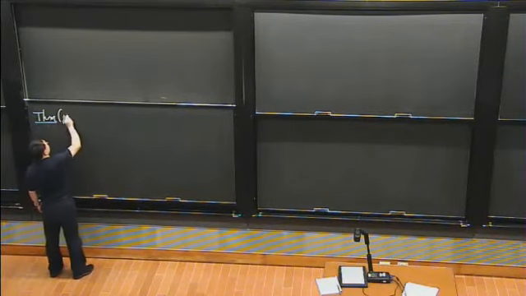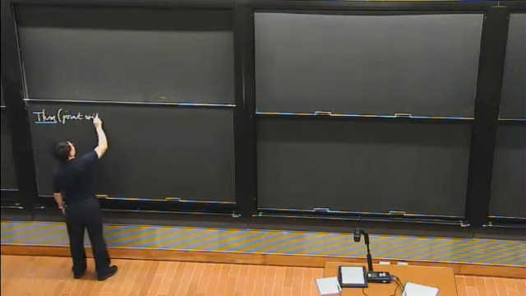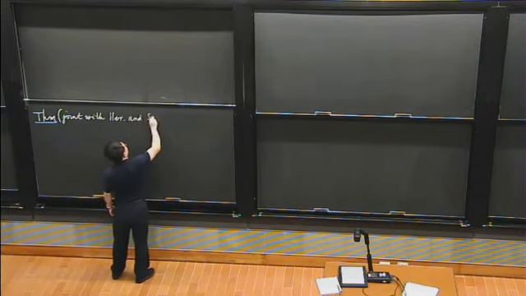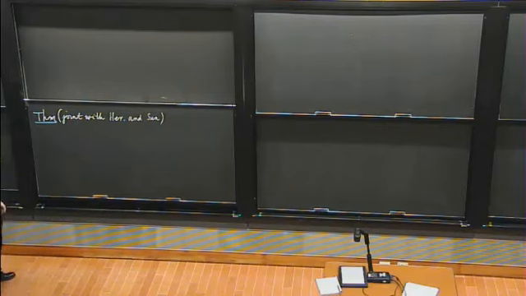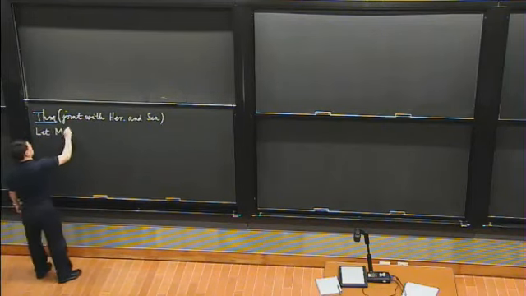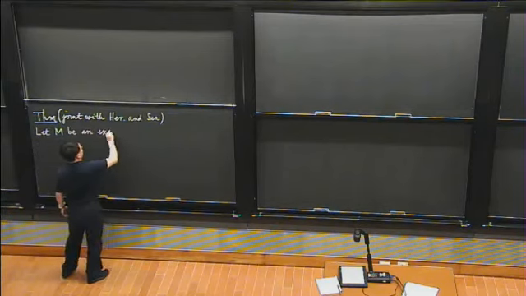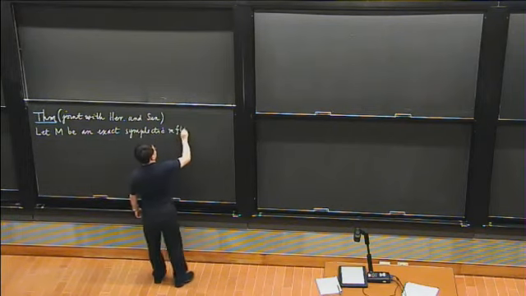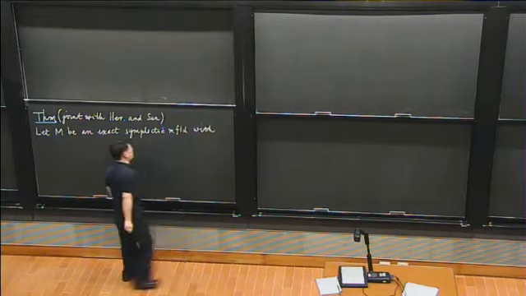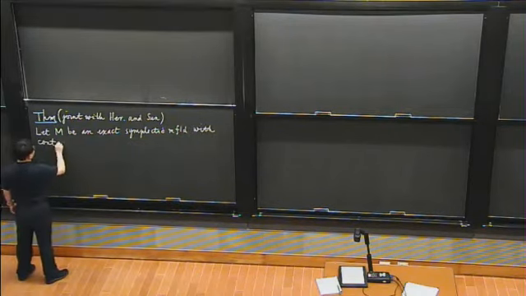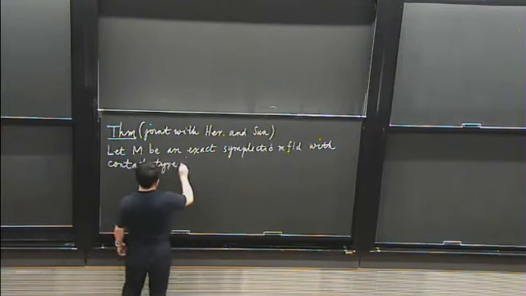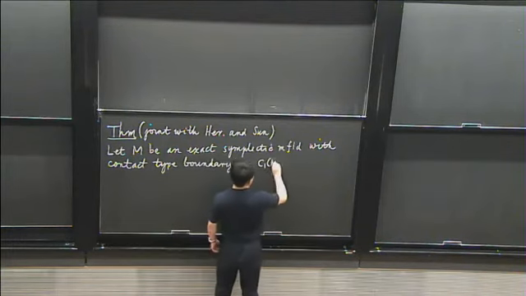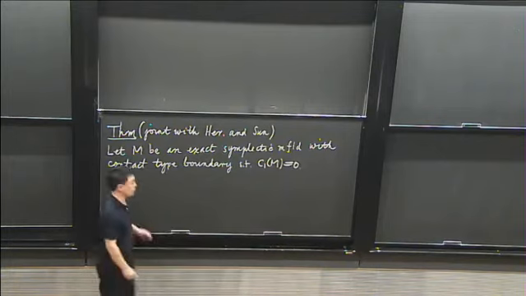This is joint work with her and. So the theorem is: let M be an exact symplectic manifold with contact type boundary, such that the first Chern class of M is 0. Then we have the following.